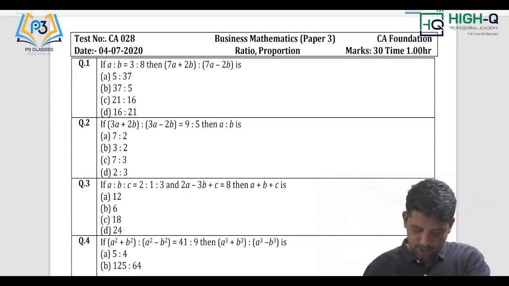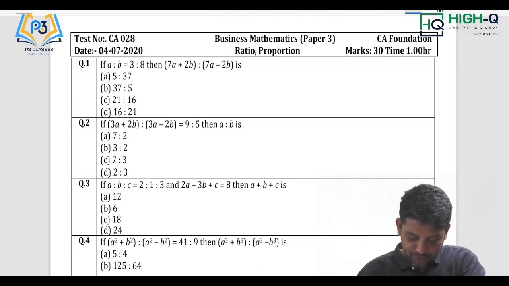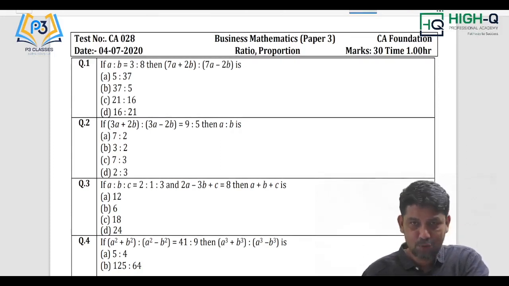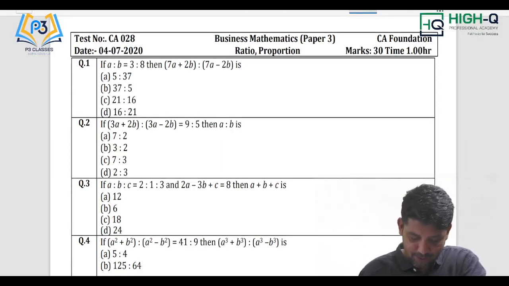Fine. Question number 1. A is to B is equal to 3 is to 8. Find 7a plus 2b is to 7a minus 2b. Okay, there are two methods we can have, but fine. Let us have the direct method.